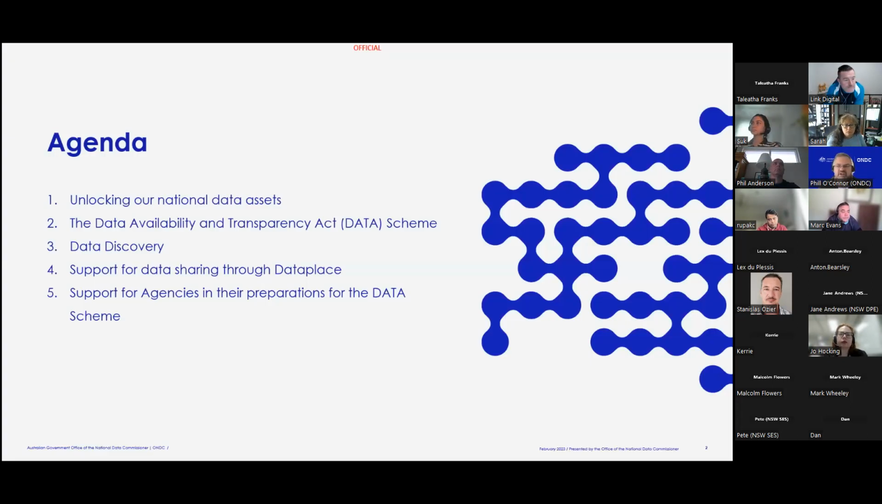All right, so the agenda. We're going to look at unlocking national data: what was the driver for the ONDC being stood up, how the Data Act came into being, and then how the different areas are working to support the data scheme. So data discovery, data sharing through the Dataplace, and then supporting the agencies to get involved in the data scheme.